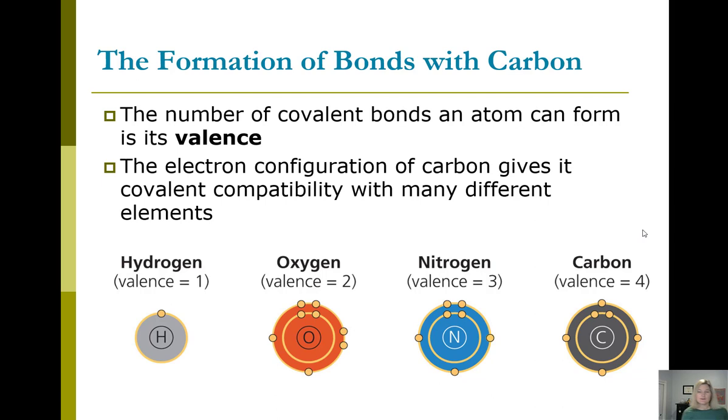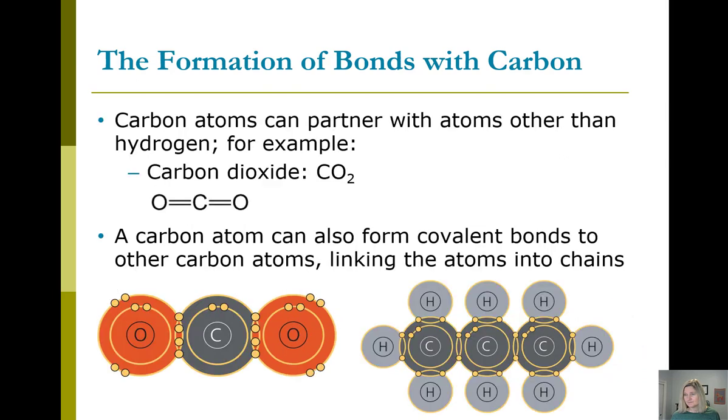Because it cannot exactly lose 4 or gain 4, it's going to bond covalently with up to 4 different atoms. Okay, so it's compatible with many different elements. Let's take a look at something like carbon dioxide. Carbon atoms can partner with atoms other than hydrogen. So for example, we have carbon dioxide.